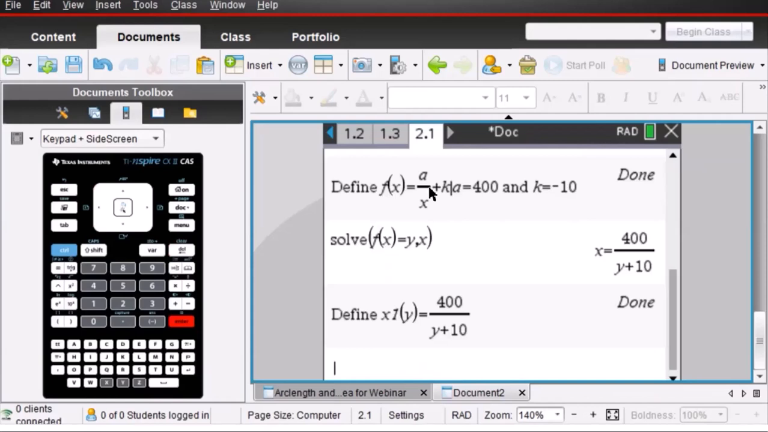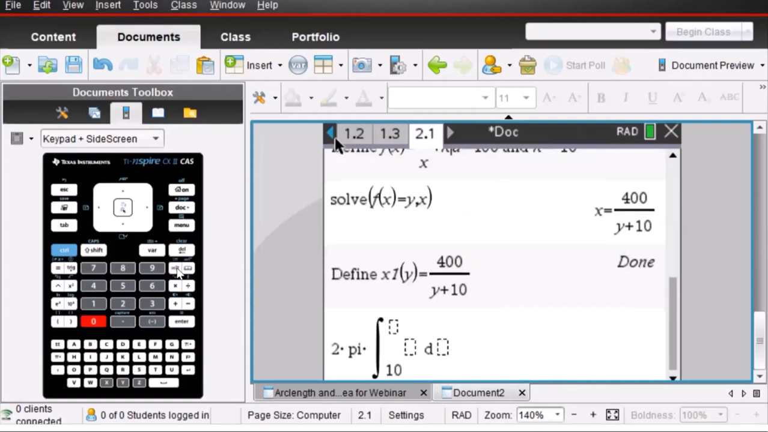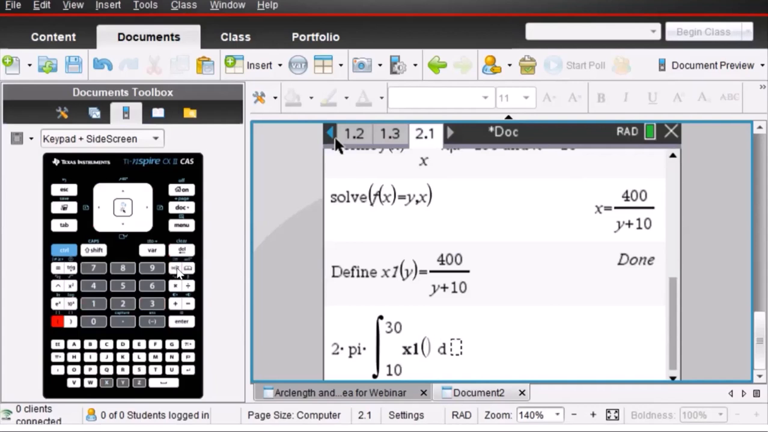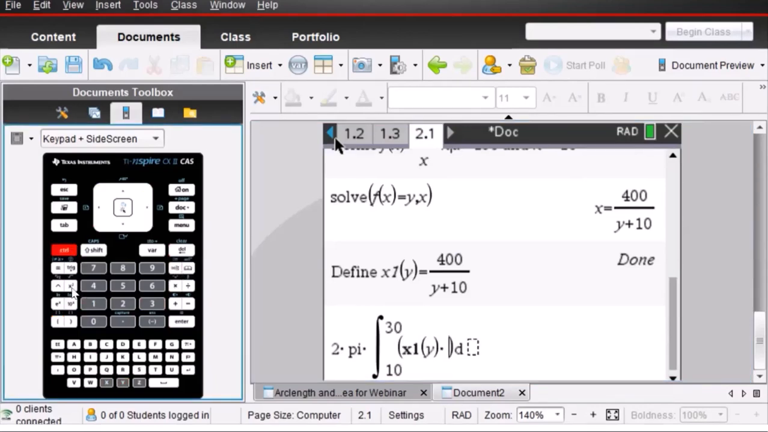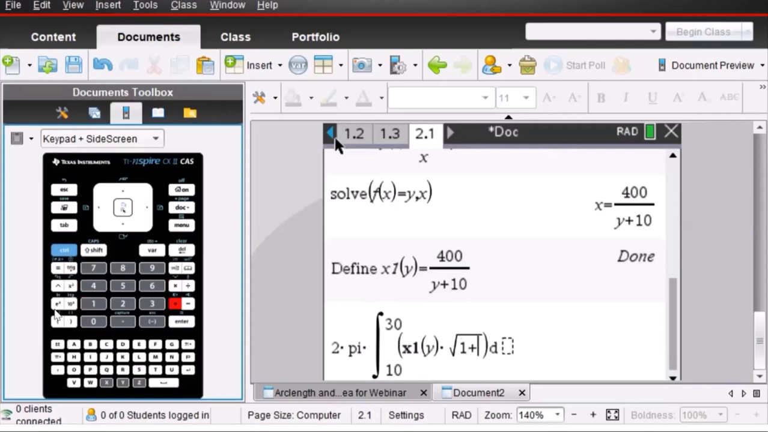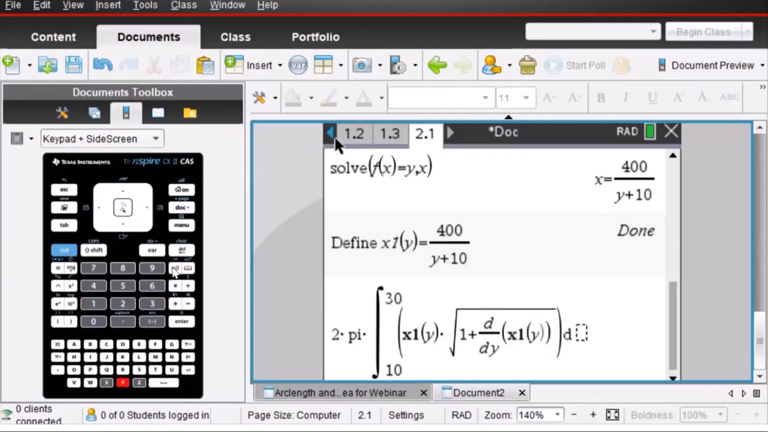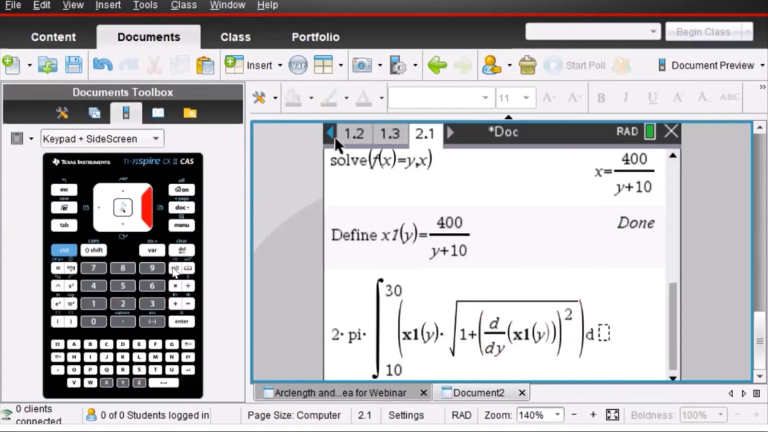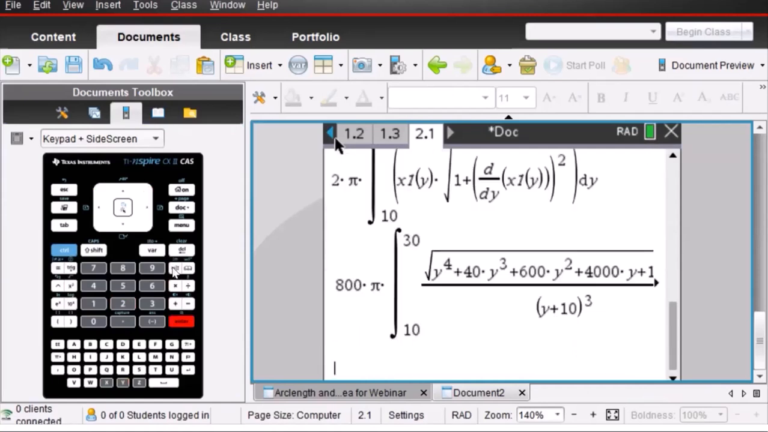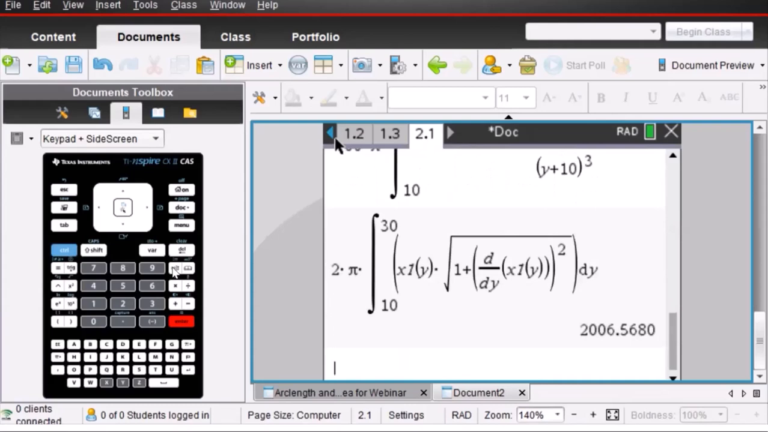All right, so what's my total surface area now? My total surface area is going to be 2 times pi times my definite integral. We're not doing this on the notes page, we're doing it by hand. It's between 0 and 30. I've already got the 2 pi, so it's x1 of y times the square root of 1 plus the derivative, so I need my template for d/dy of x1 of y. We need to square that, so let's put in a bracket around there and squared. And all of this is a function of y, so we're integrating with respect to y. CAS comes out with a very nasty integral, which it can't actually evaluate. Sure enough, we'll press Control Enter, and there's our answer.